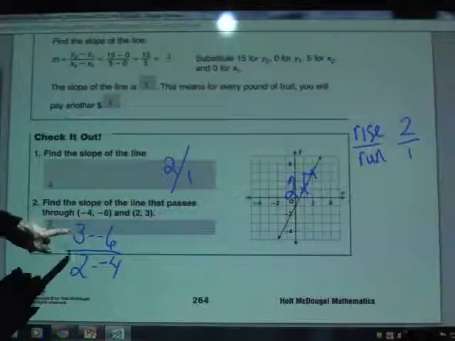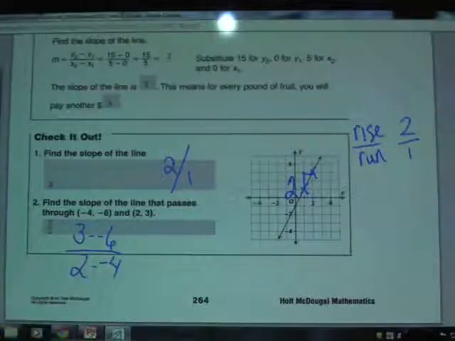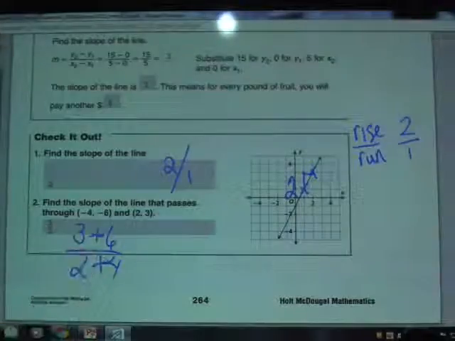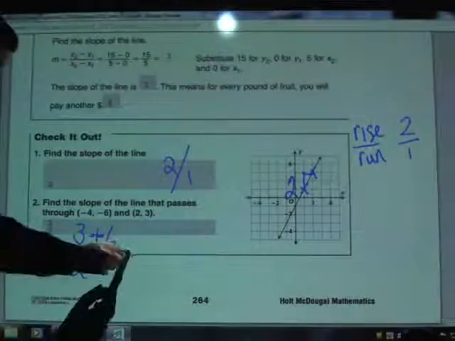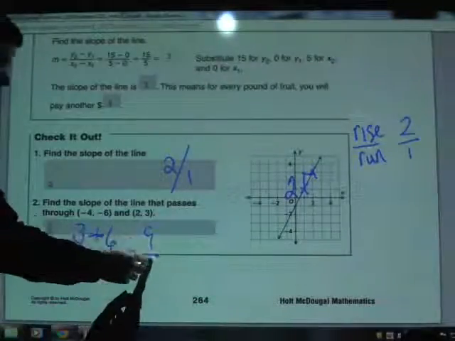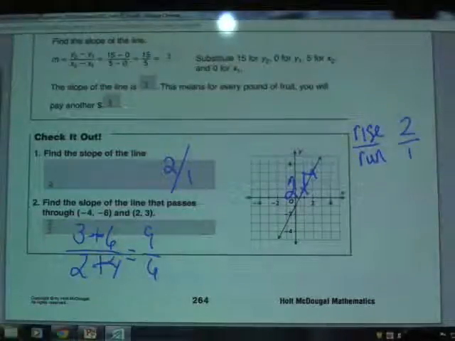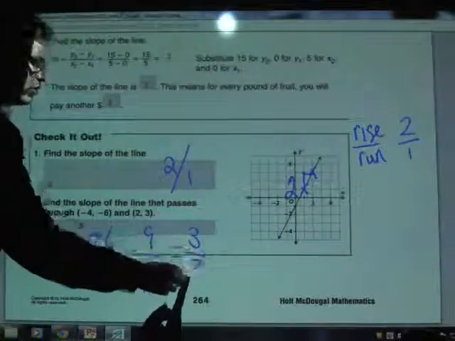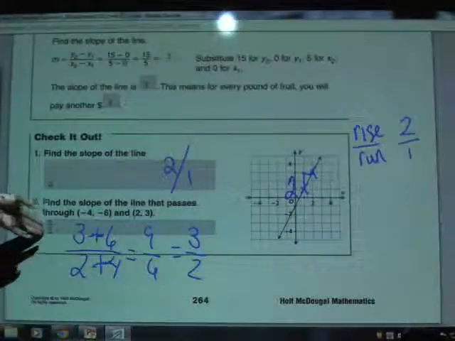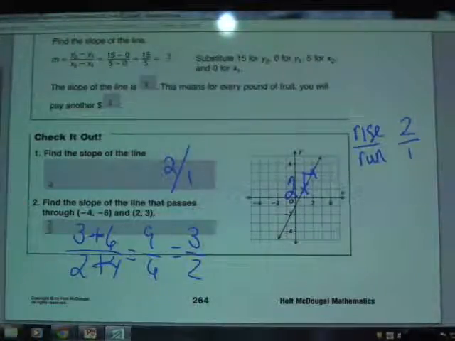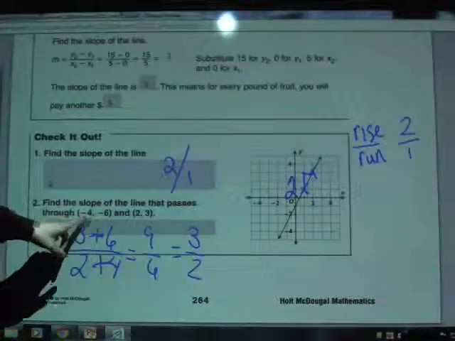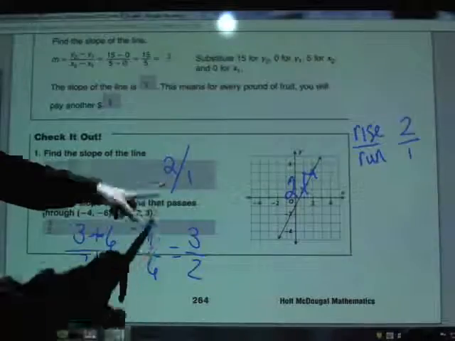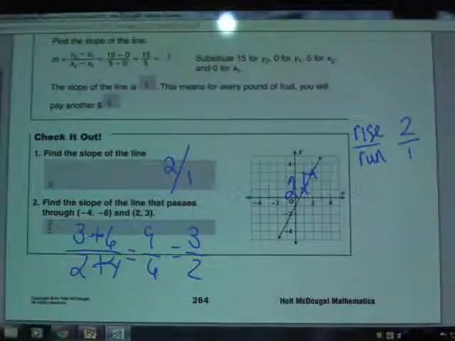Well, let's check it out. Minus a negative, both of these. You already know minus a negative changes into pluses. So this is really 3 plus 6 over 2 plus 4. 3 plus 6 is 9, and 2 plus 4 is 6. 9 over 6 is a reducible fraction, and it reduces to 3 over 2. That's my slope. 3 over 2 was the answer, so that makes sense. So the line that runs through (-4, -6) and (2, 3) has a slope of 3/2, or 3 over 2.